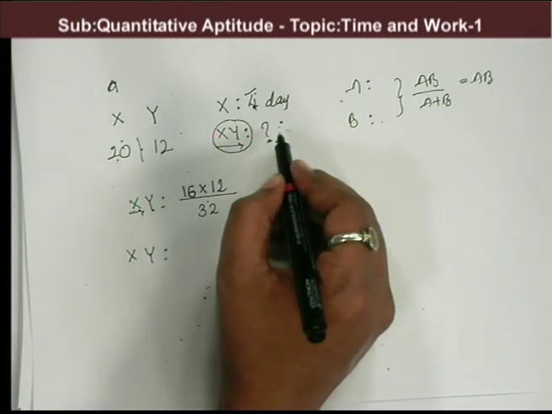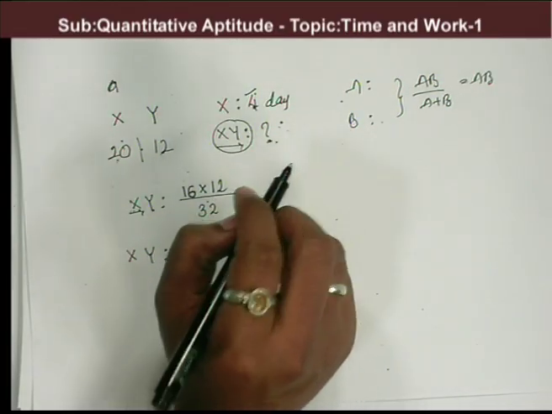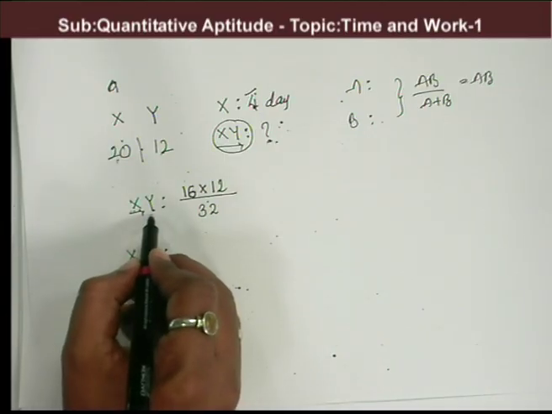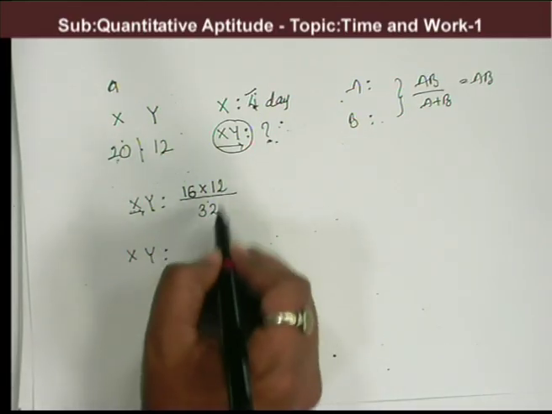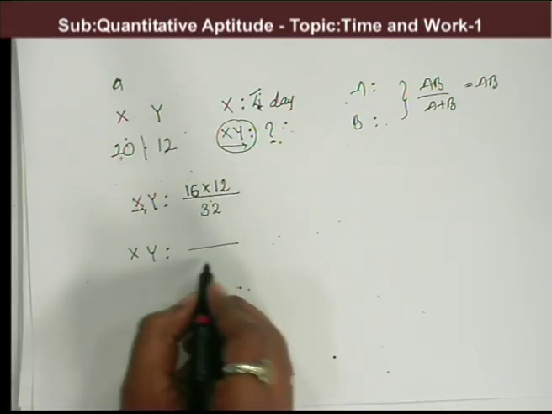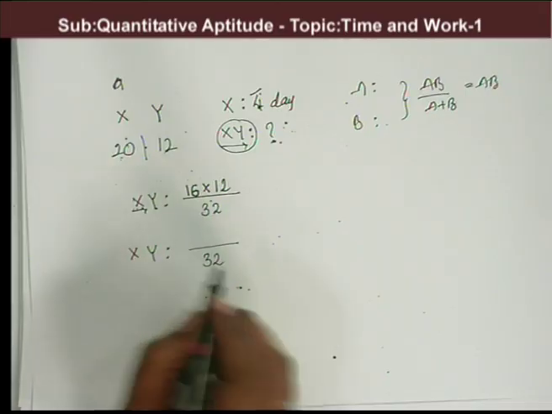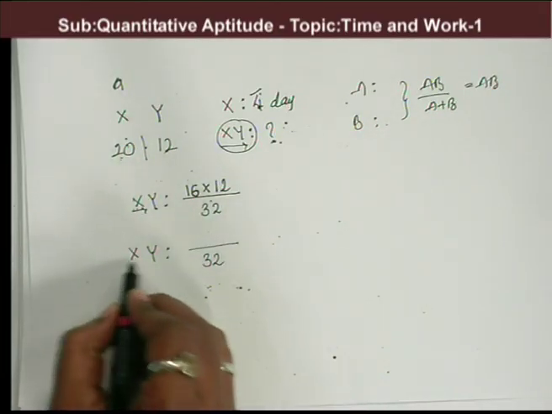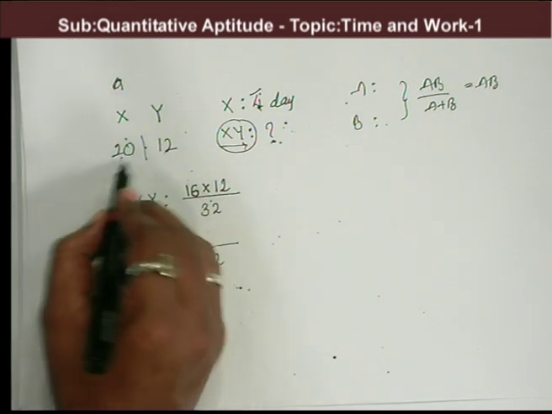So we have to find out how many days they take to complete the work together. We find X and Y together, which means multiplication by addition. The addition is 20 plus 12, that is 32. There is no change in the denominator, but in the numerator we take X and Y together, that means the X into Y value.